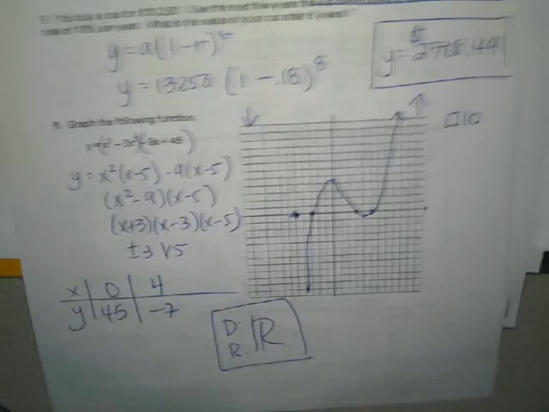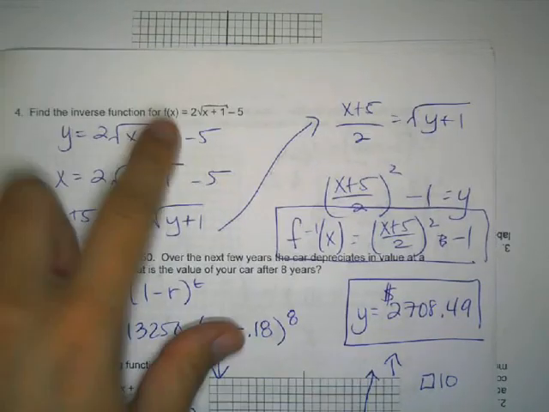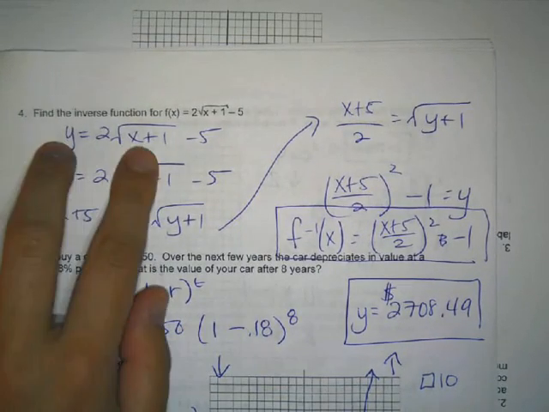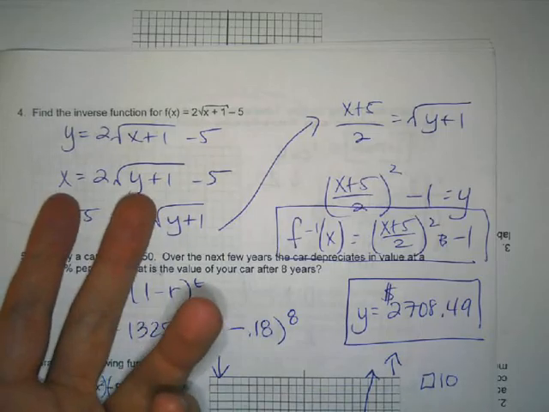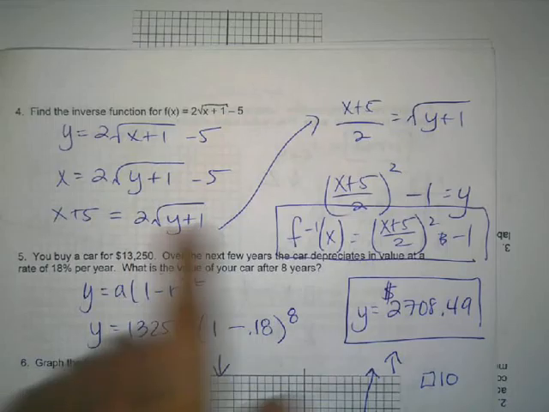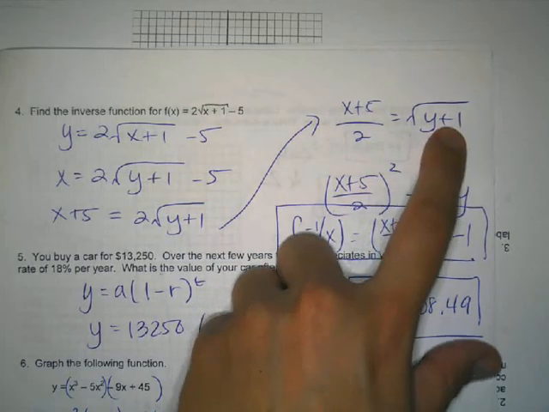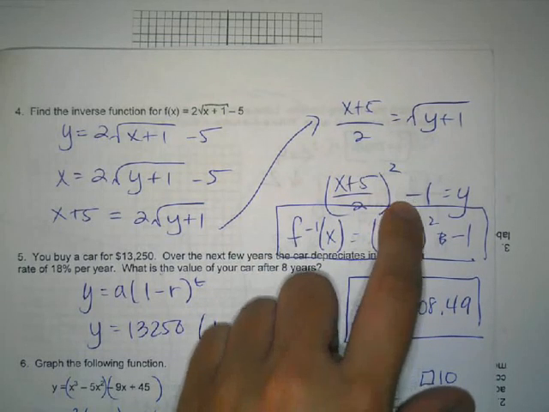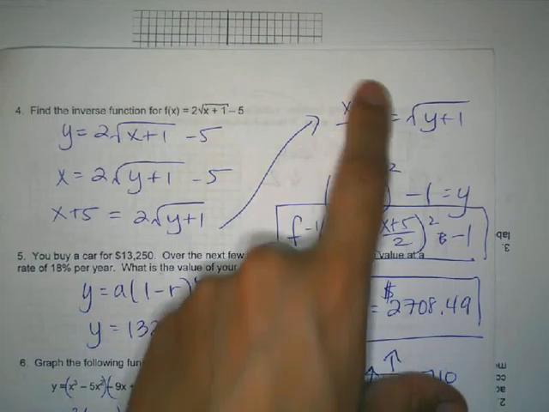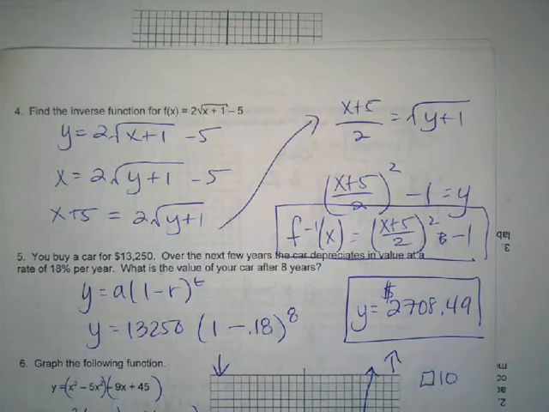Okay, for number 4, to find inverse functions, we first have to take f of x and replace it with y. You interchange x and y, and then our goal is to get y by itself. So we're going to add 5, divide by 2. Then we have to square both sides to get rid of the square root. And then this was plus 1, so I moved it over kind of all in one step. So you square this whole thing and then subtract 1. And that ends up being your inverse function.